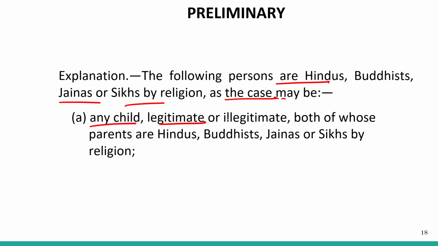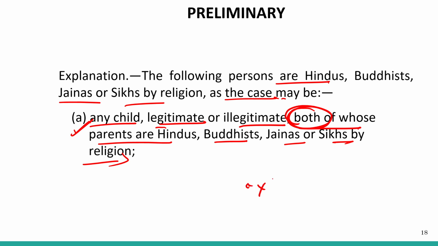Any child, legitimate or illegitimate, both of whose parents are Hindu, Buddhist, Jain or Sikh by religion. Okay, so if there is any child whose parents are such, let's take an example. There is a question that there is one person X.